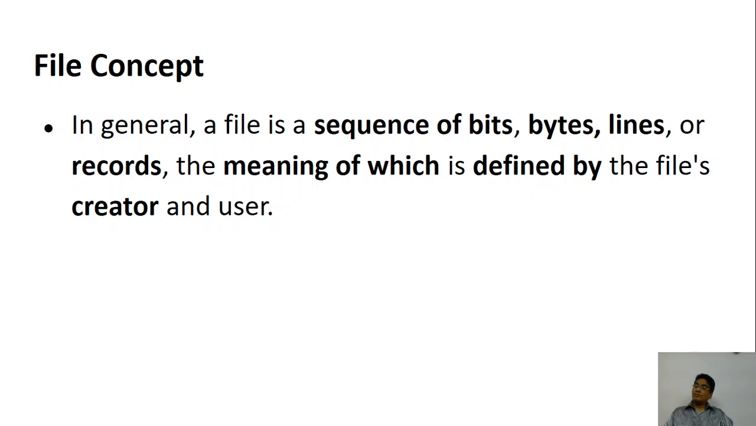So in general, we can say that a file is nothing but a sequence of bits, bytes, lines or records. It could be anything. If you take an image, it is stored in the form of bytes. Whenever you store your photos into the machine, they are stored in the form of bytes. Your text is usually stored in the form of lines. And the database content about your student attendance and so on is usually stored in the form of records. So in general, a file is a sequence of bits, bytes, lines or records, the meaning of which is defined by the creator.